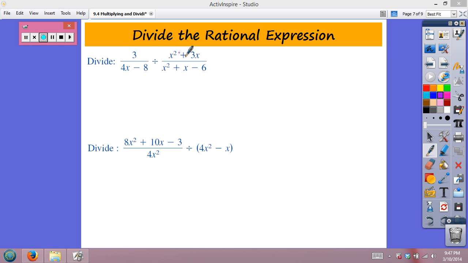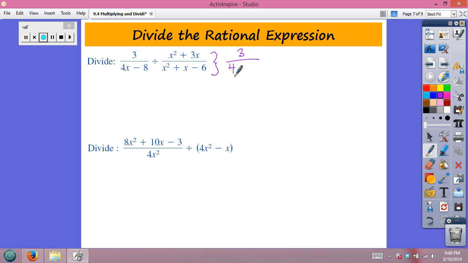Next, we're going to move on to dividing the rational expressions. And if you remember, when we divide fractions, we multiply by the reciprocal. So this is the same as saying 3 over 4x minus 8 times x squared plus x minus 6 all over x squared plus 3x. We just flipped this around to multiply by the reciprocal.